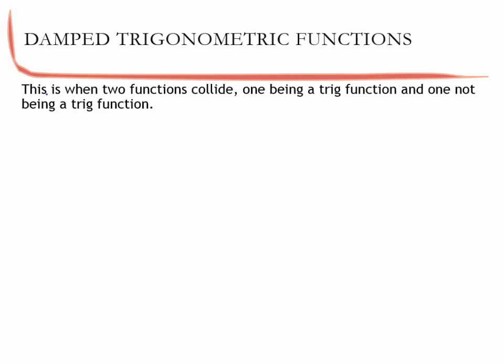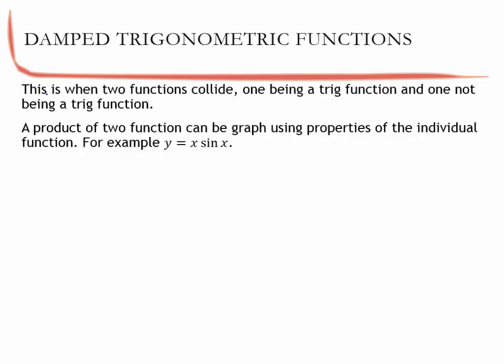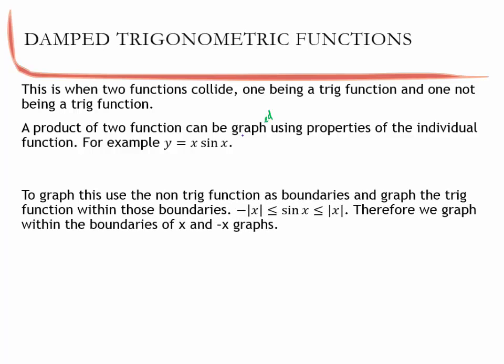On topic. This is when two functions collide. The product of two functions can be graphed using properties of individual functions. Now, the important thing here is that the function in front provides boundaries for the graph that is second. No matter what that function in front is, you are going to graph the absolute value of it, the positive version, right here, and the negative version.